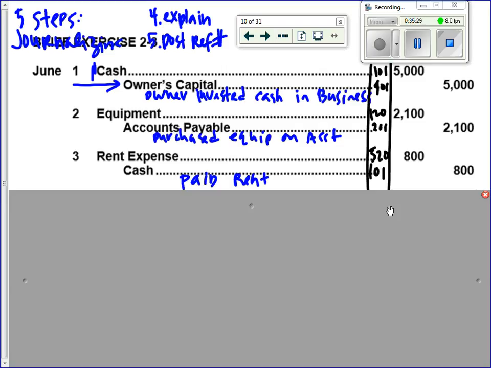Okay. Last transaction. Sends a bill to M. Rodero for $300 for welding services performed on account. Well, let's date it. That's easy. Okay, June 4th. Or 12th, sorry, 12th. What's our debit?